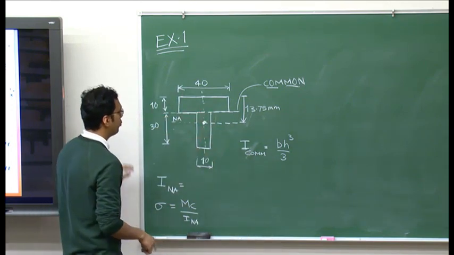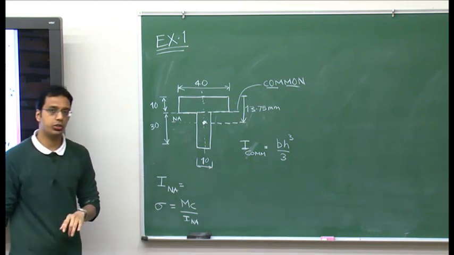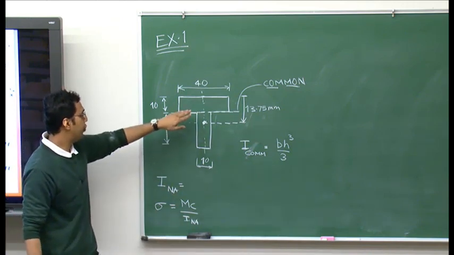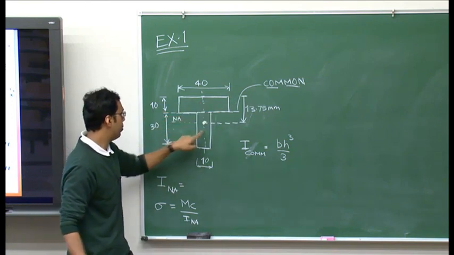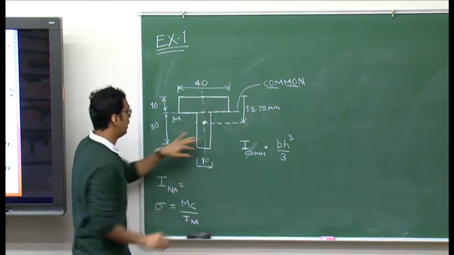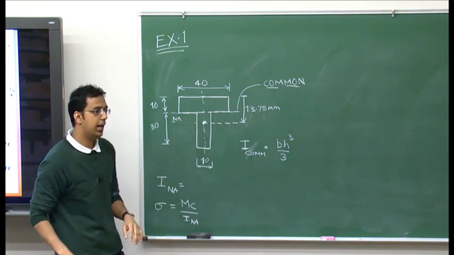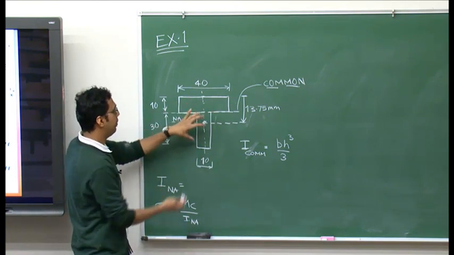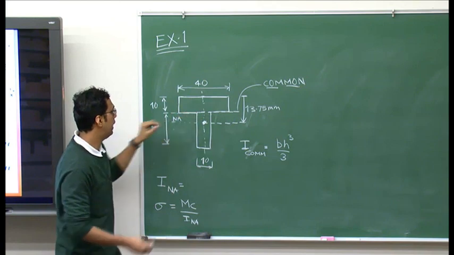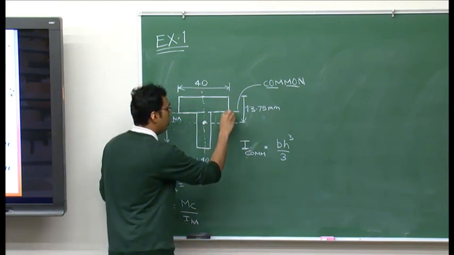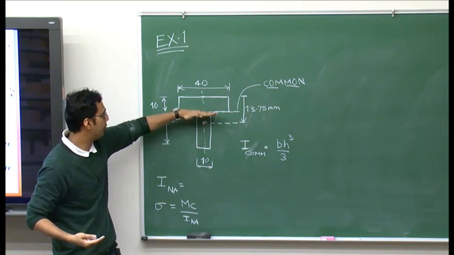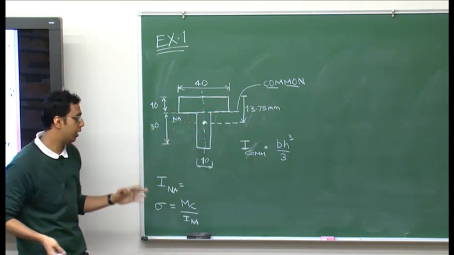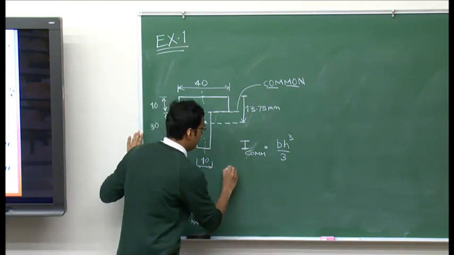So the way we are going to approach this problem is, we are going to find moment of inertia of this rectangle about the common edge. We are going to find moment of inertia of this lower rectangle about this common edge, add those two together, and then apply parallel axis theorem just once to transfer moment of inertia from the common edge to the neutral axis. Okay, so let's start.